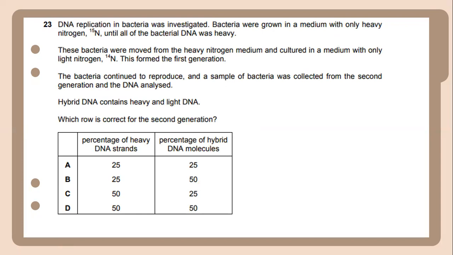DNA replication in bacteria was investigated, and bacteria were grown in a medium with only heavy nitrogen, which is indicated N15, until all of the bacterial DNA was heavy. These bacteria were moved from the heavy nitrogen medium and cultured in a medium with only light nitrogen, which is N14. These formed the first generation. The bacteria continued to reproduce, and a sample of bacteria was collected from the second generation and the third, and the DNA analyzed. Hybrid DNA contains heavy and light DNA. Which row is correct for the second generation? So the correct option for the second generation would be option B.